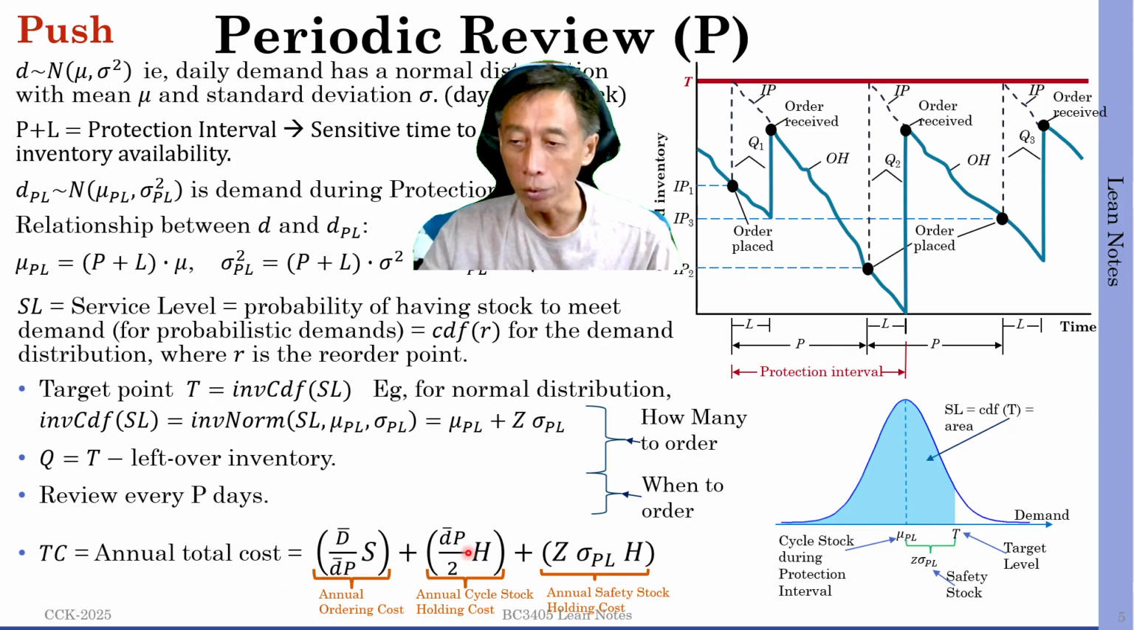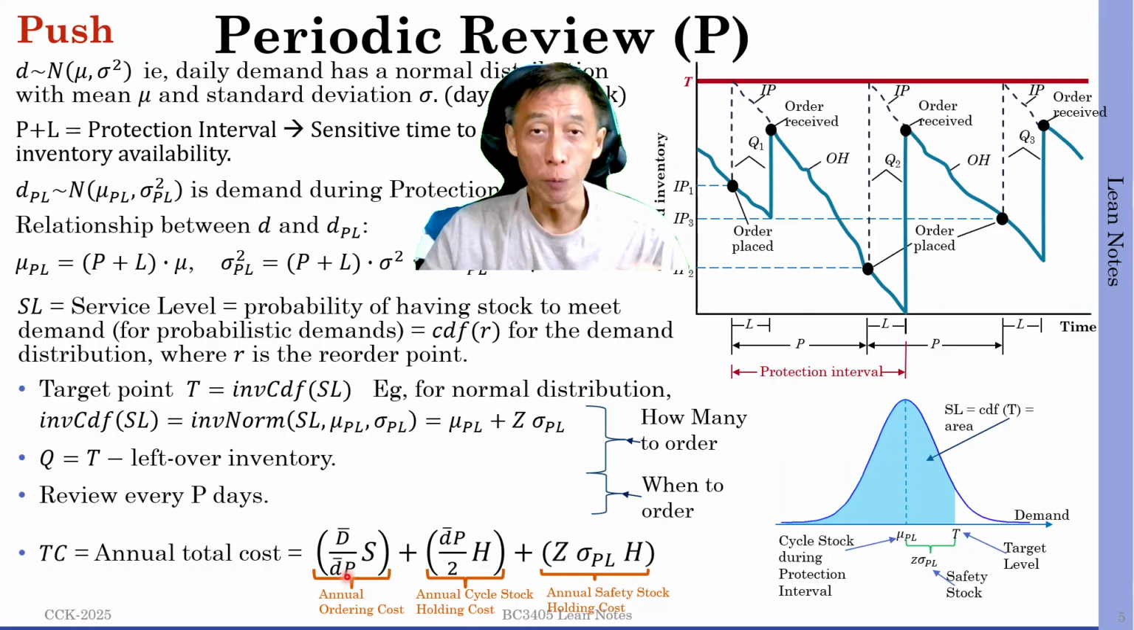The annual ordering and annual cycle stock holding costs share the same form as continuous review, except whenever there's a Q, remember Q, the constant order quantity. That obviously contradicts with periodic review, right? So there's no constant order quantity, but it is being replaced by an estimate: average daily demand times the review period.